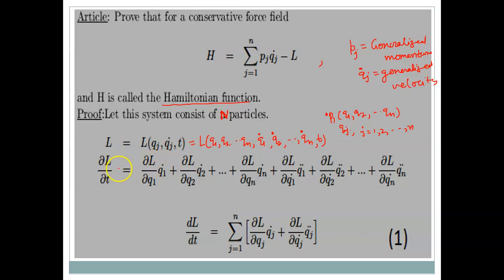So there are these n coordinates, these n velocities, and the variable t here. Now you are taking the differentiation with respect to t, so we have del L by del q1, then dq1 by dt. Similarly, del L by del q2, dq2 by dt. So dq2 by dt is q2 dot. Similarly dq1 by dt is q1 dot, and so on. So for this we have del L by del q1 times q1 dot, and further del L by del q1 dot times q1 double dot, and similarly del L by del q2 dot times q2 double dot, and so on up to del L by del qn dot times qn double dot. So this is the situation.